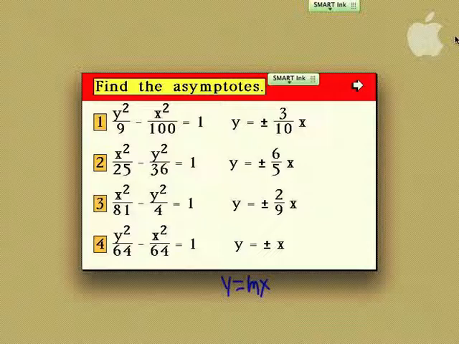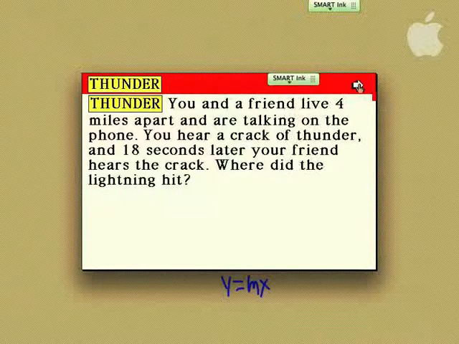Well, we're back, and now we're going to do the thunder story. You and a friend live 4 miles apart and are talking on the phone. You hear a crack of thunder, and 18 seconds later, your friend hears the crack. Where did the lightning hit?